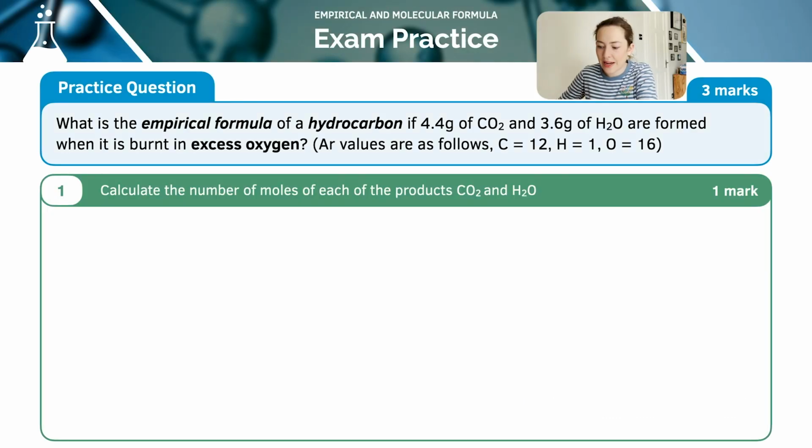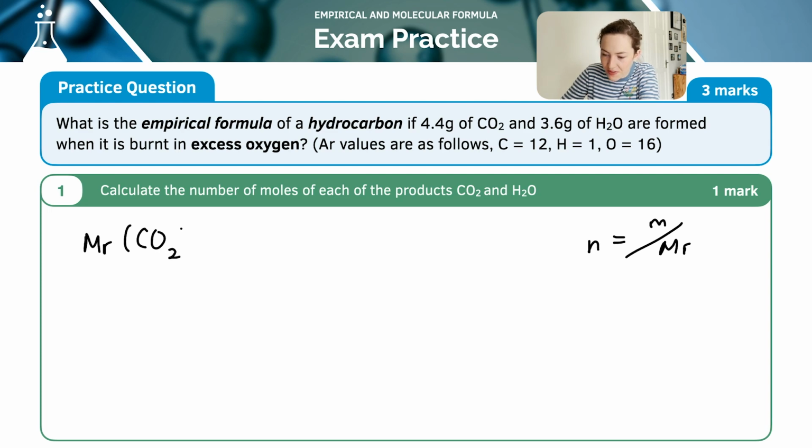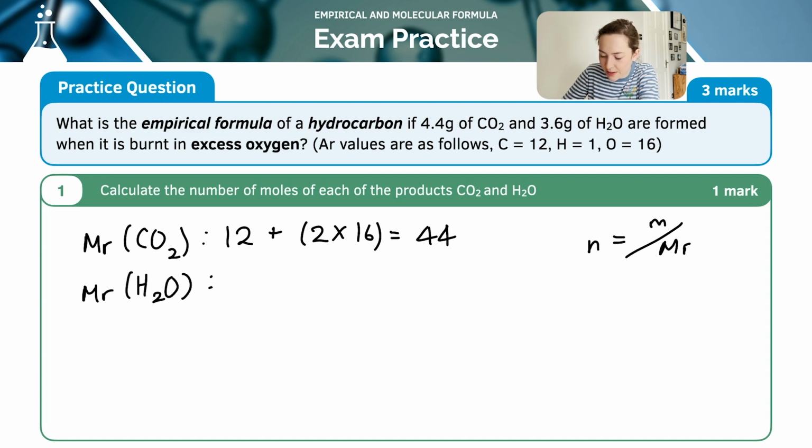Okay, so let's calculate the number of moles of each of the products. So we know that moles equals mass divided by MR. So I'm going to have to work out the MR of my compound. So the MR of CO2 is going to be 12 from the carbon plus 2 times 16. So that's 44. And then my MR of H2O, now I know this off the top of my head, it's 18.